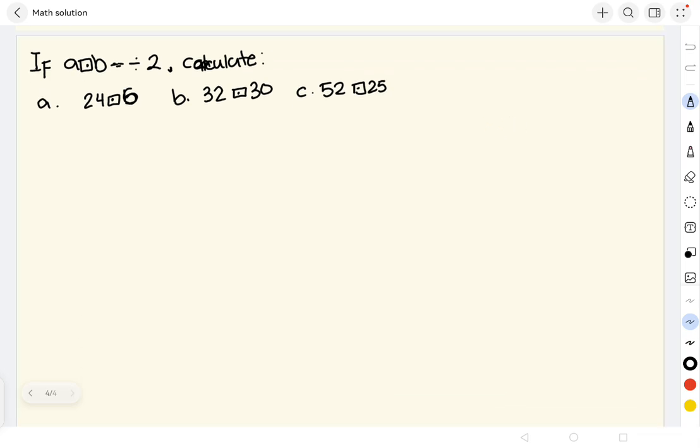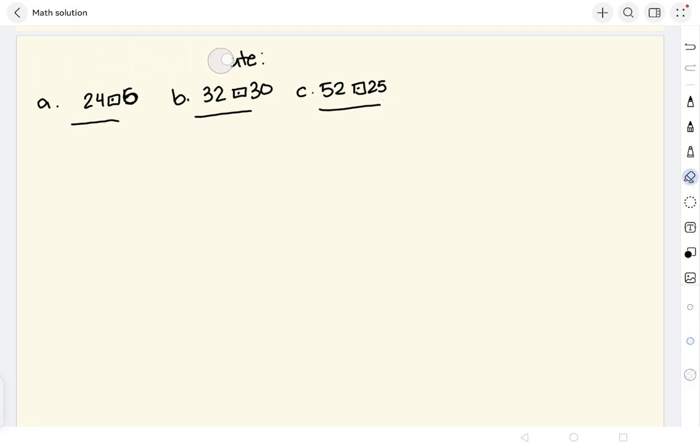Lastly, I'm going to show you operations that use the definition. So here, use the definition of the indicated operators in calculating each item. So we need to calculate each item right over here. So wait, I think I accidentally did this wrong.